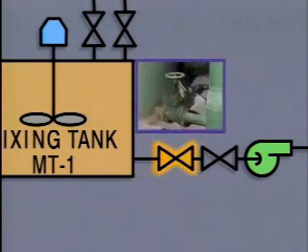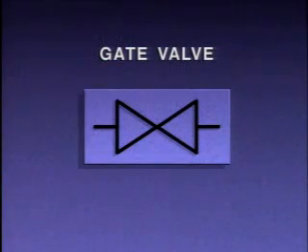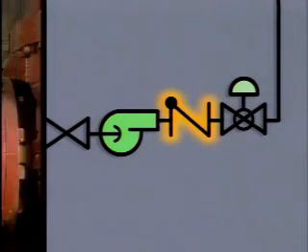Gate valves, like this one at the bottom of a tank, are normally positioned fully open to allow flow or fully closed to isolate equipment. The symbol for a gate valve is similar to the symbol for a globe valve. This symbol represents a check valve. Check valves are designed to allow fluid flow in only one direction.